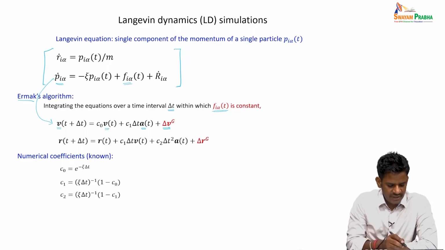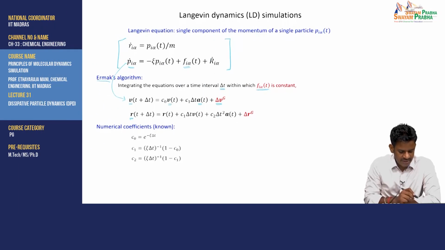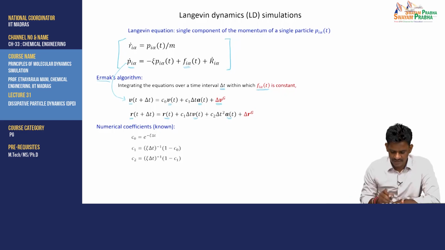And similarly, if you integrate for the particles, the particle position at t plus delta t is given by the current position plus some coefficients times the current velocity, and then another term that relates to the acceleration, and finally there is also an additional term that comes via the random contributions.